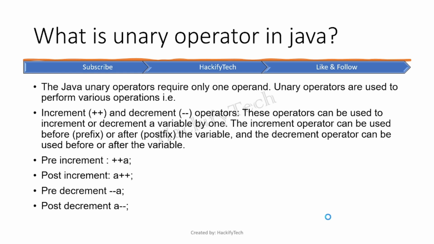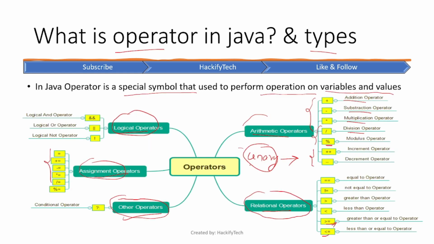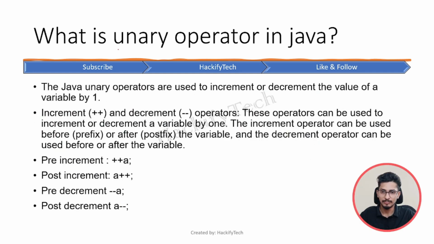Then, like I told you, I'll be explaining the unary operators in a separate question in detail. So what is a unary operator in Java? Unary operators are basically used to increment a variable or a value by 1, or we can decrement it by 1 as well.